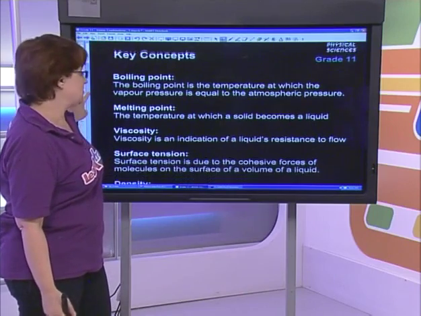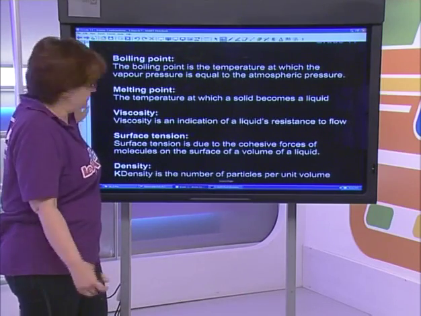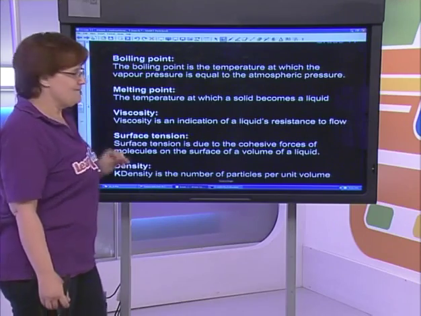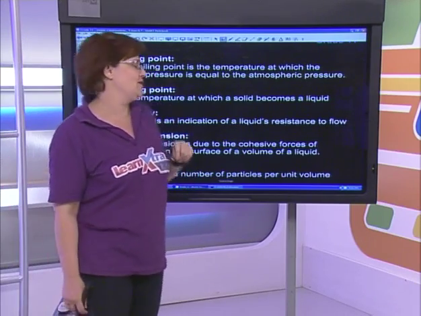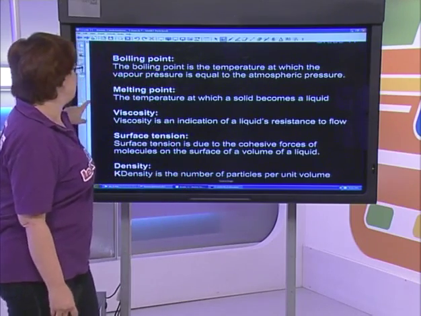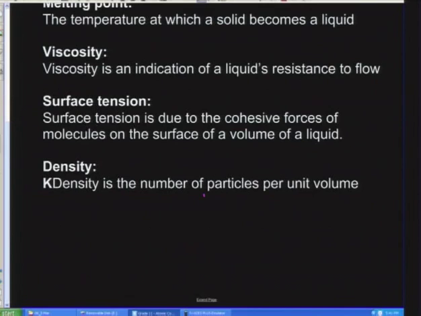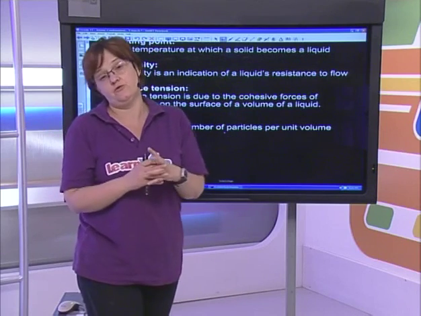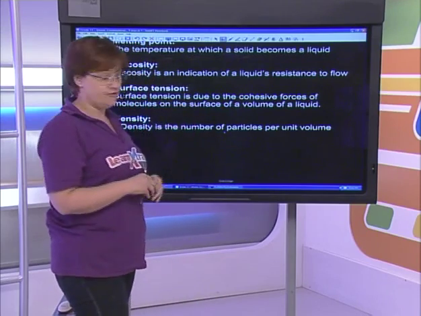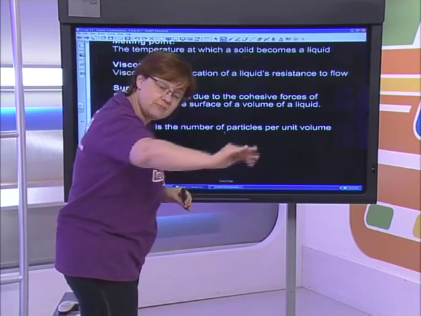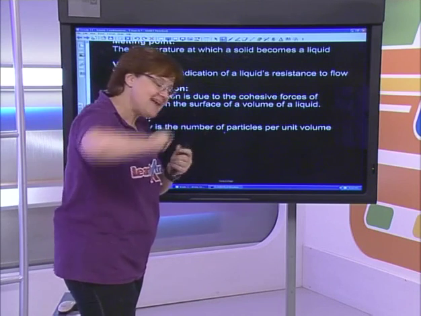Melting point is the temperature when it becomes a liquid. That's pretty self-explanatory. Viscosity, which is actually what we're going to look at in detail today, is an indication of a liquid's resistance to flow. So this is an indication of how easily it moves over each other or itself, okay? Surface tension is the cohesive forces. Cohesive is the intermolecular forces, essentially, on the surface of a volume of liquid, like on water. It's also what makes liquid flat, okay?